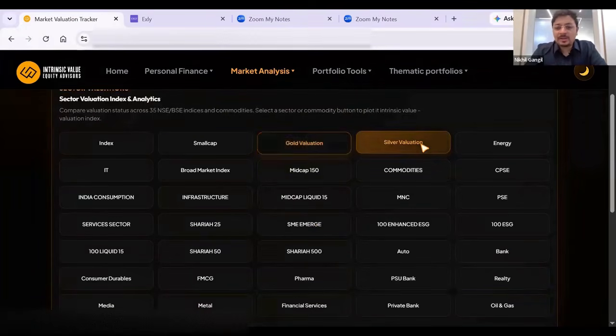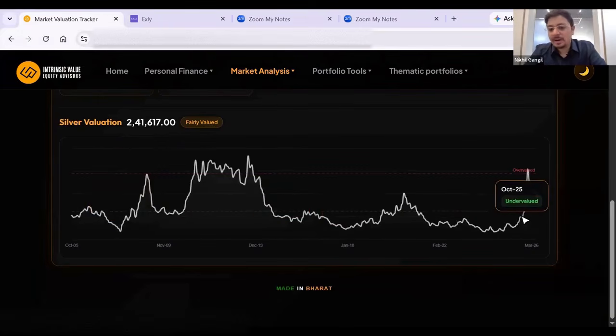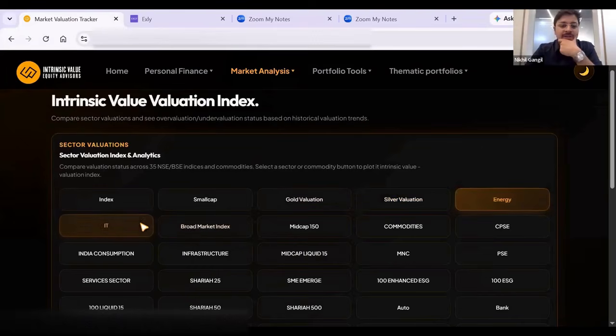That is gold. Similar goes for silver. As you can see, silver has touched here, here, here. Every time it was undervalued. Whenever it touched here, here, here, or here, it became undervalued. And the best thing is that we have created this for all the sectors. So you can look at energy valuation, IT valuation, mid-cap, commodities. Let's look at energy.